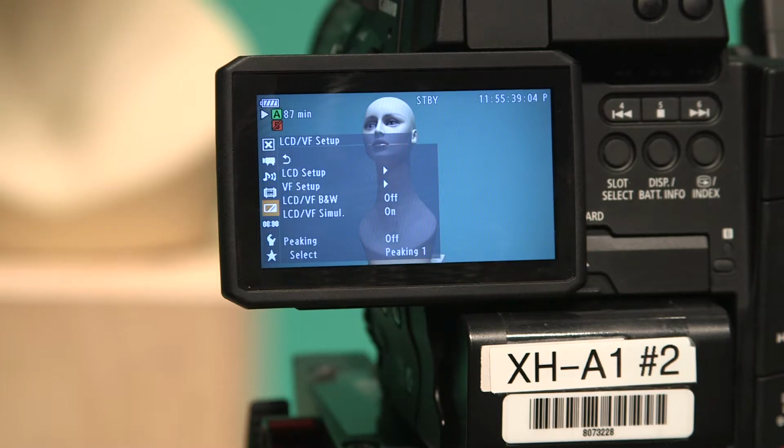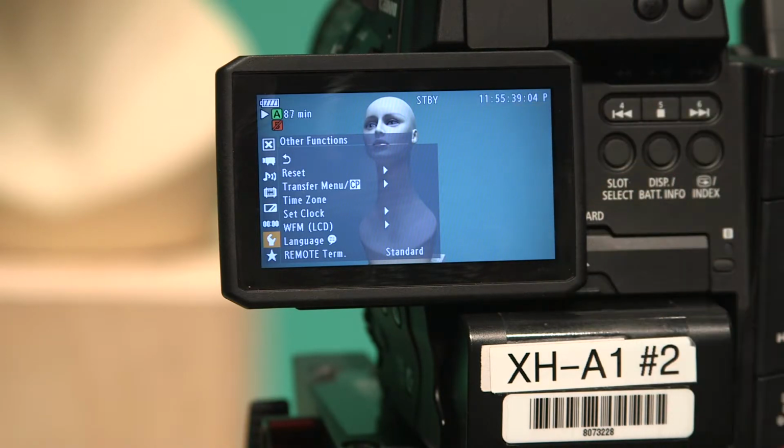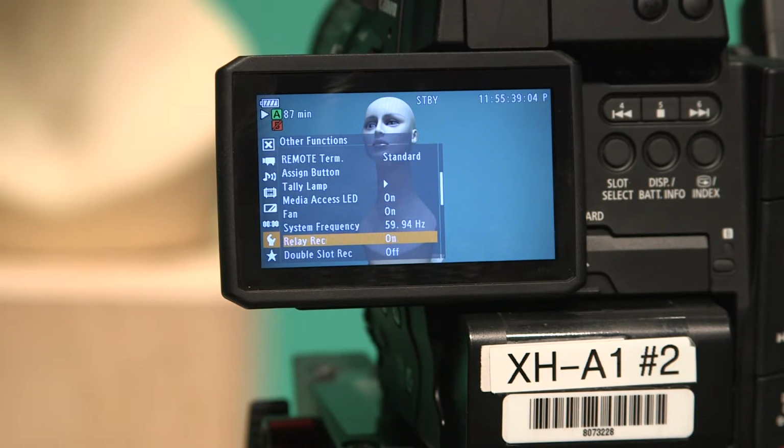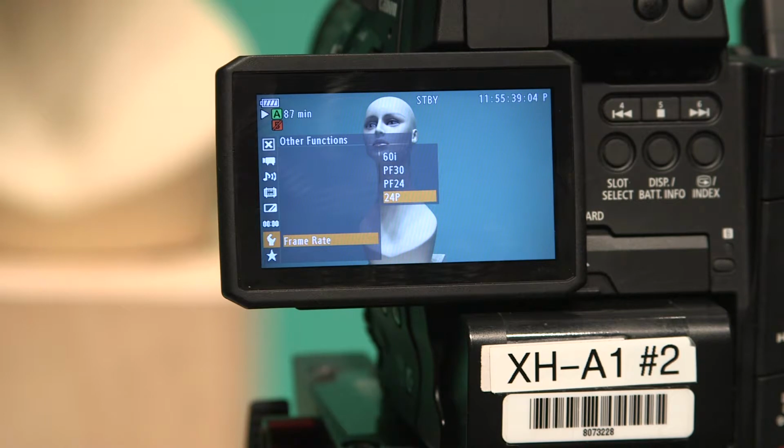through the menu to the option of Other Functions. And when you get into the category of Other Functions, you want to choose the option for Frame Rate. You're going to see, when you enter this option, 4 different options.